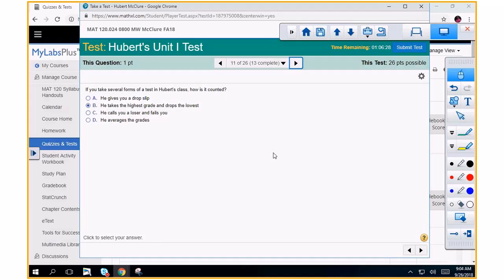If you take several forms, how is it counted? Highest grade. I will take that as an answer.